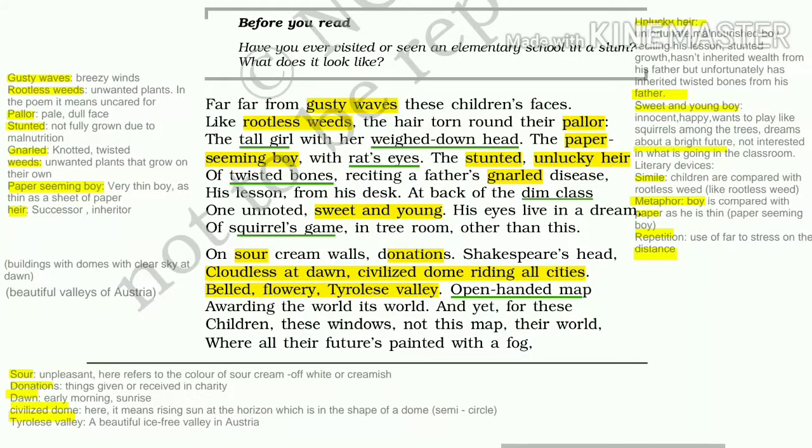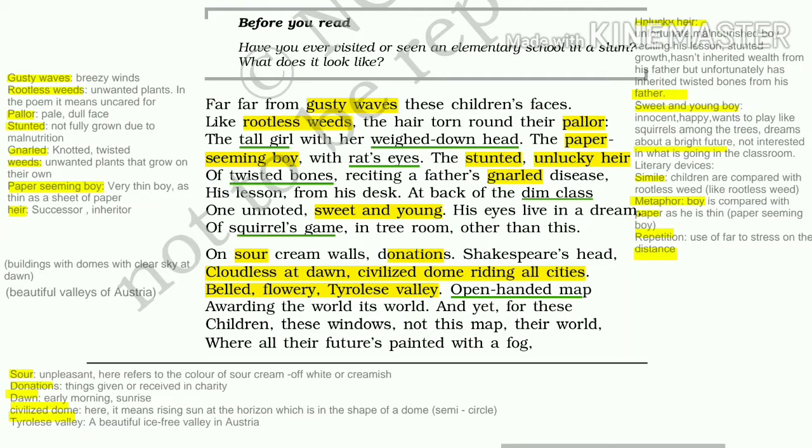So the phrase "other than this" is significant because it allows the child to dream about a world beyond his own. It says now that his eyes live in a dream of squirrel's game. He's thinking about that squirrel game in a tree room. Other than this means he is not interested in this present condition, in the present world, that is in a slum. He is not thinking about this classroom which is there in the slum. He is dreaming about a world beyond his own, and this suggests hope for a better tomorrow.